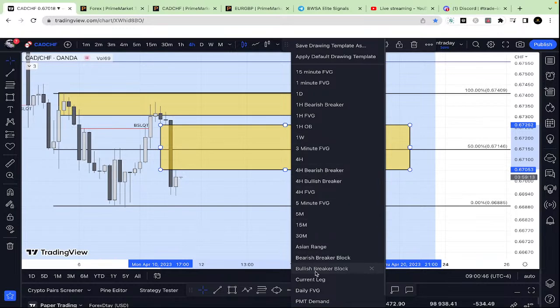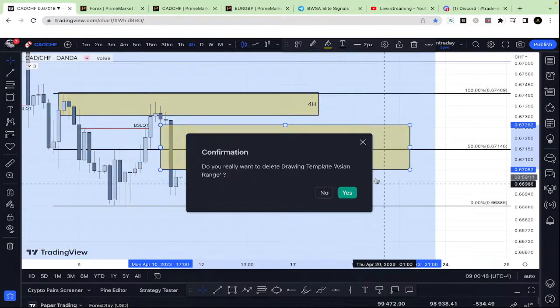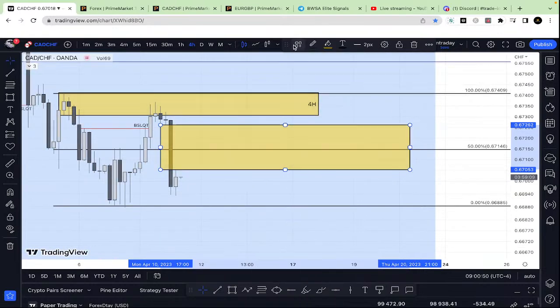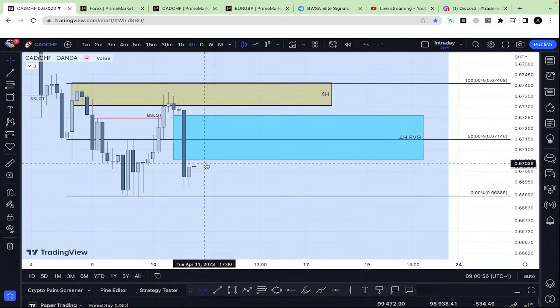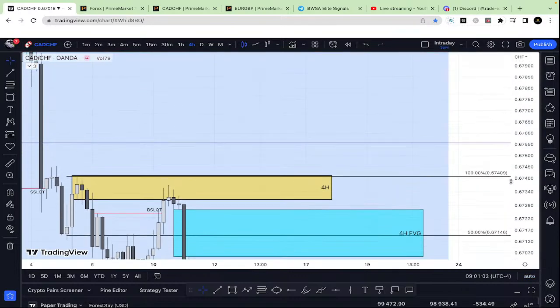Where is the 4H fair value gap? We can delete this. Some of these can get deleted, to be honest. 4H fair value gap right here. So I do expect that to be dug into before we go short. You're going to see 4H fair value gap.